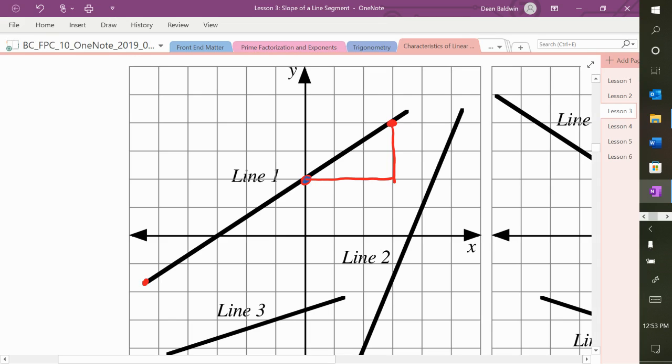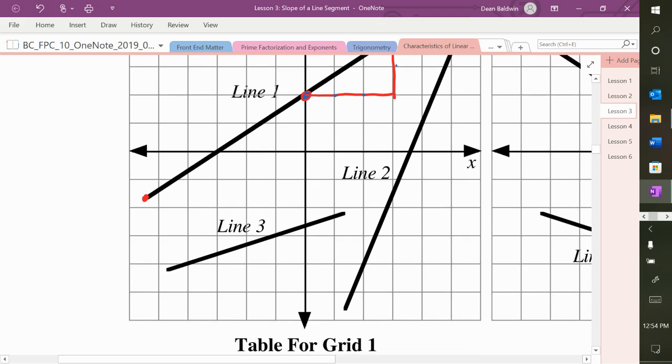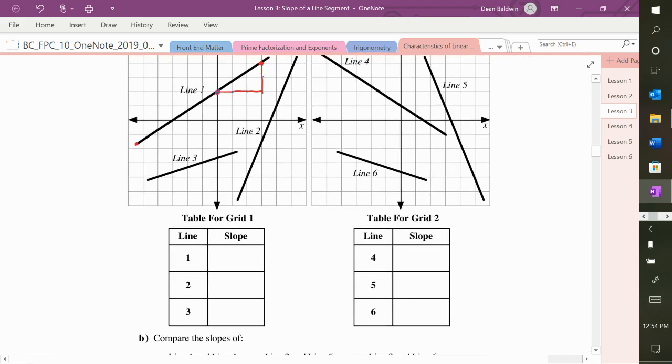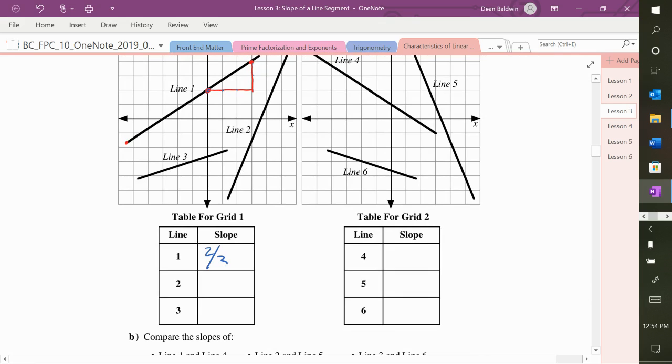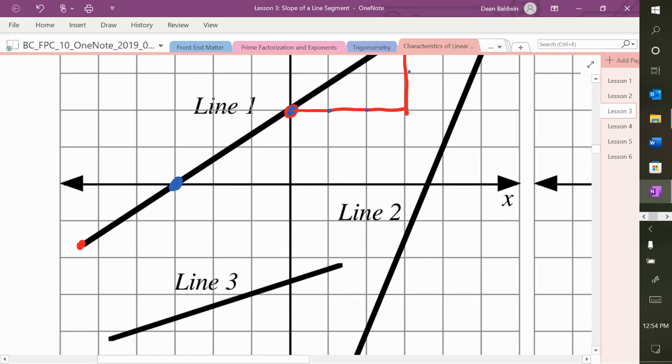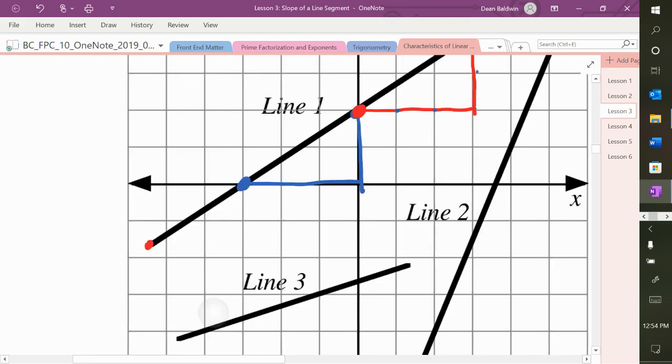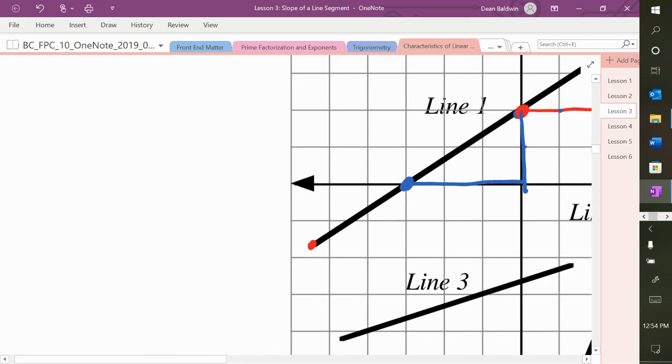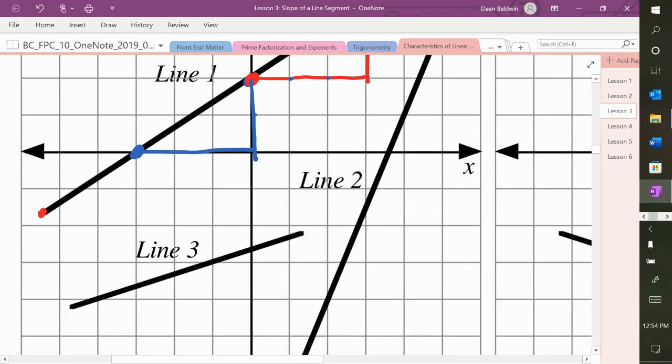So if I start here, 1, 2, 3, that's my run, correct? And I went to the right. So is it positive or negative? Positive. My rise is 1, 2. So for line 1, the slope is the rise over the run, which is 2 over 3. Does that make sense to people? Yeah. Now, somebody said, what if you picked these 2 points? Do you get the same thing? You should. 1, 2, 3, 1, 2. Okay? So it doesn't matter which one you pick.